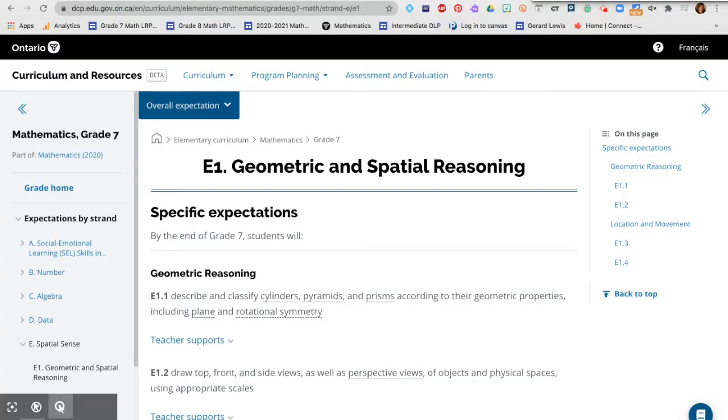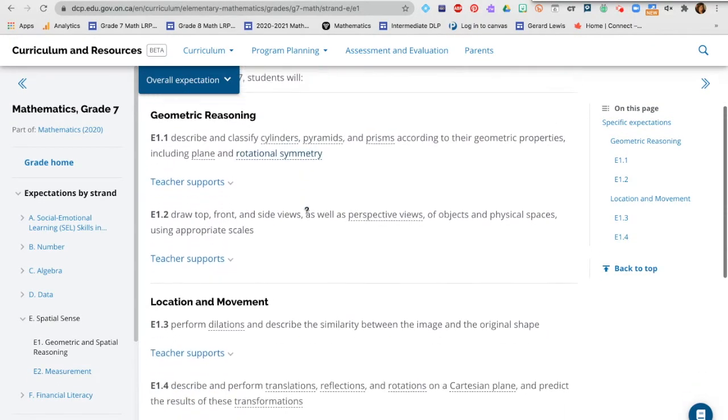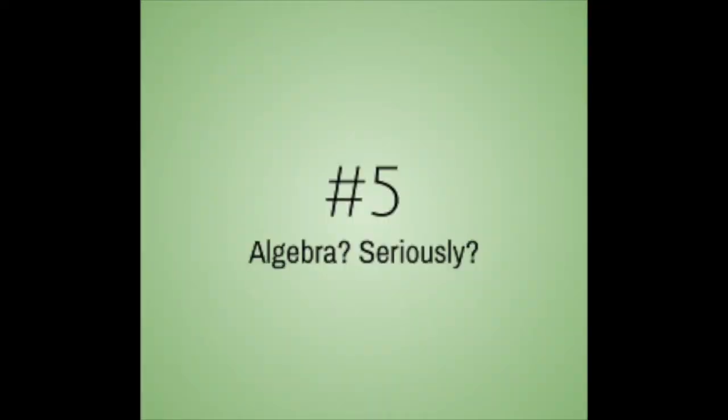Another important fact to know is that angles has been removed from the grade 7 curriculum. So students in upcoming years will have last addressed angles in grade 6.